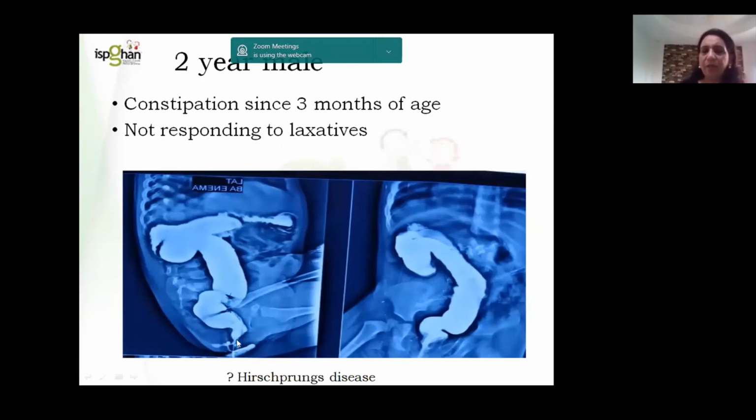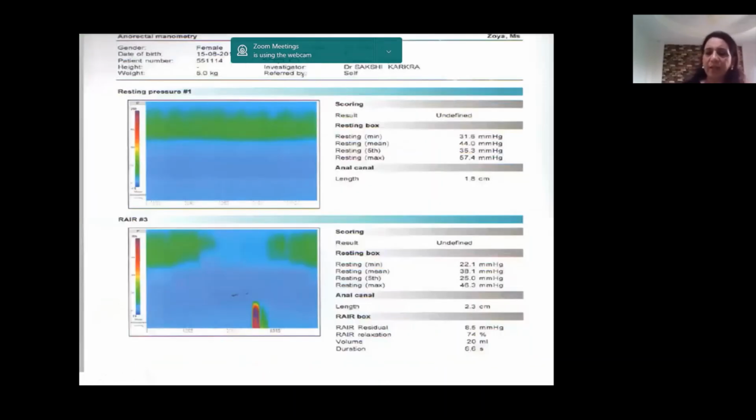Now we need to understand that if it is functional constipation, we will usually see the dilated bowel till the end, so there is usually no transitional zone. But in our patient, we could see that there was a small transitional zone. So a Hirschsprung disease possibility was kept and the child was sent for surgery.